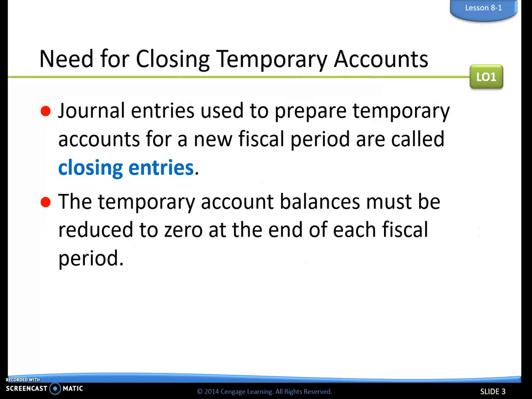The need for closing temporary accounts. Journal entries used to prepare temporary accounts for a new fiscal period are called closing entries. The temporary account balances must be reduced to zero at the end of each fiscal period.